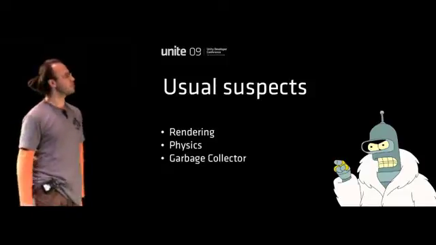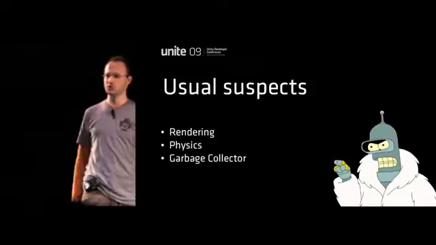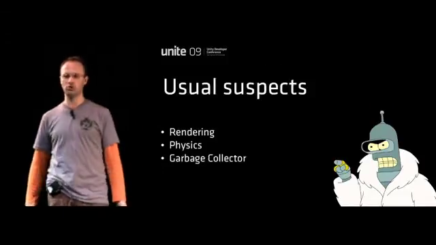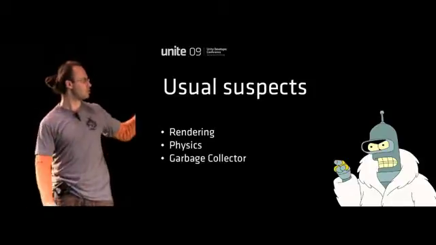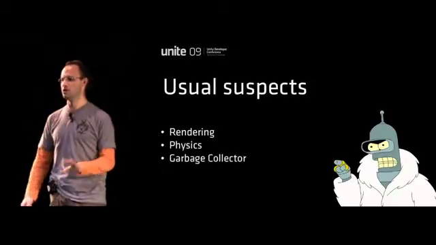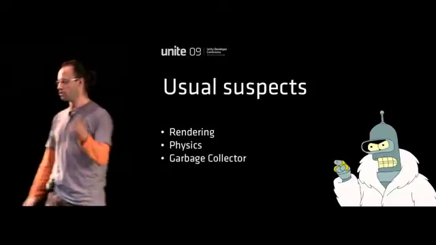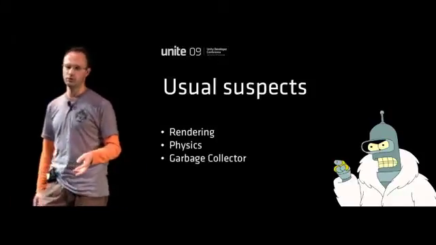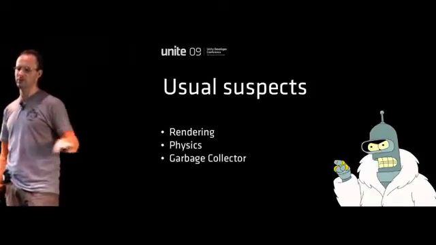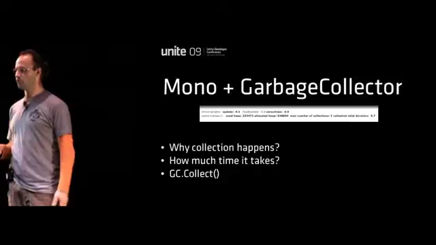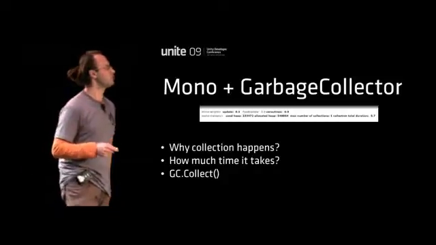And the next part is the usual suspects, the usual things which in most games are slow. It's almost always just three things, either of them: rendering, physics, and garbage collector. And I will talk about every one of them in detail. So first, let's start with the garbage collector.